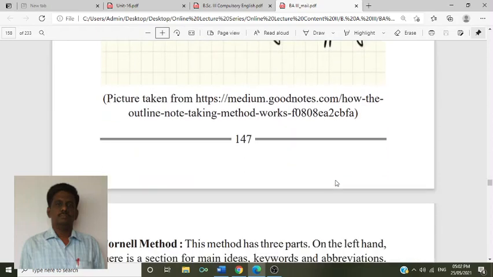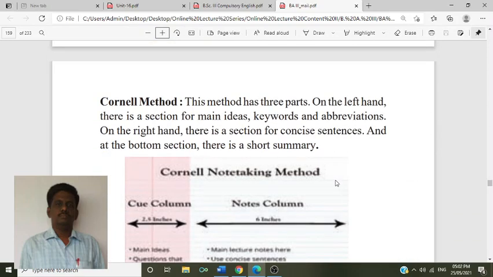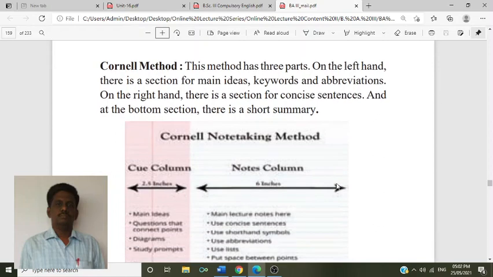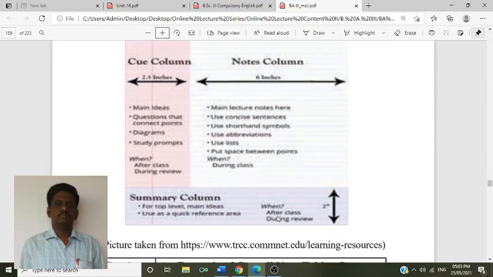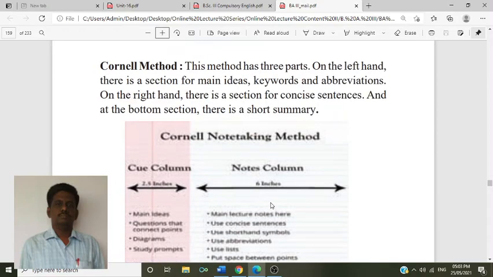Then see, the Cornell method. This is a specific method. This method has three parts. On the left hand you can see a picture on the screen. On the left there is a section of main ideas, keywords and abbreviations, and at the bottom section there is a short summary.